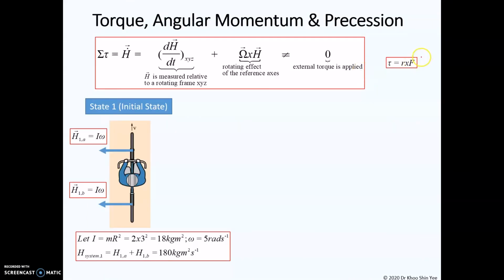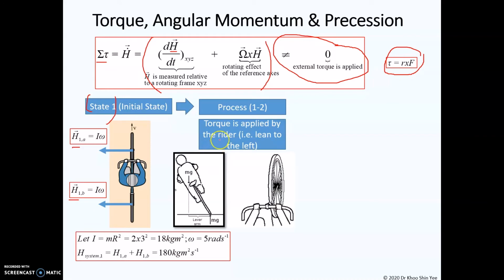In the previous example, we showed that if we apply an external torque to the system, the summation of torque will not be equal to 0, and the angular momentum will not be conserved, which means the angular momentum will change. Using the same example here, we have a bicycle with the angular momentum in stage 1. What if the rider applies a torque to the system by leaning to the left?